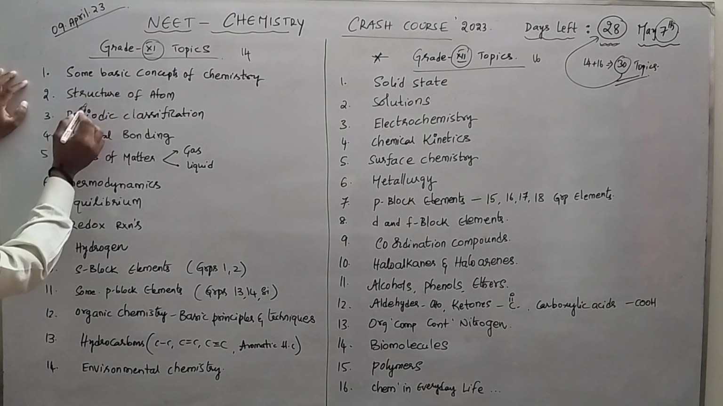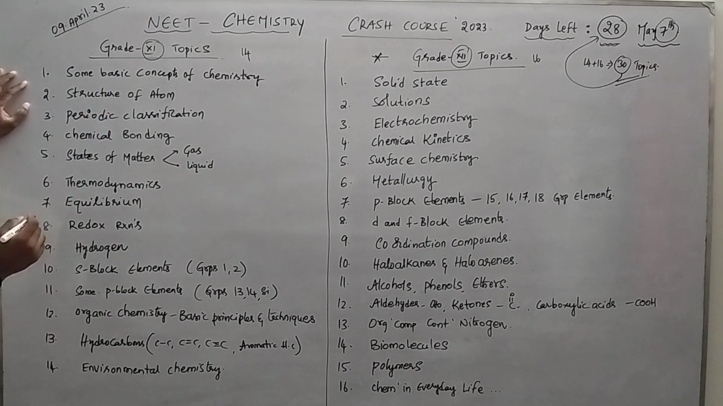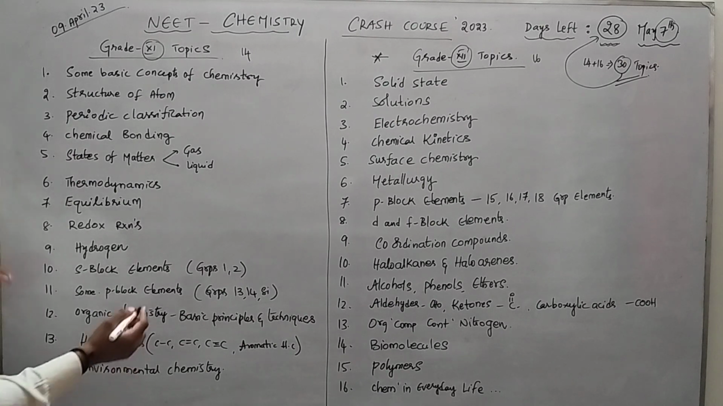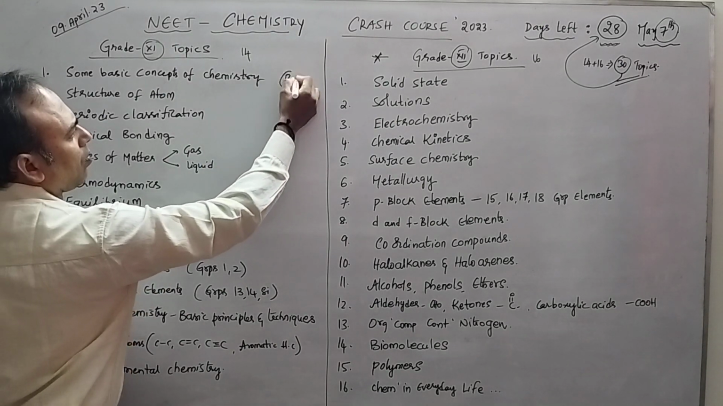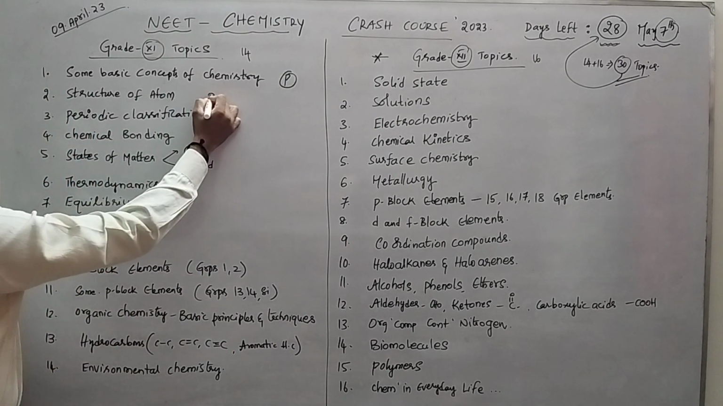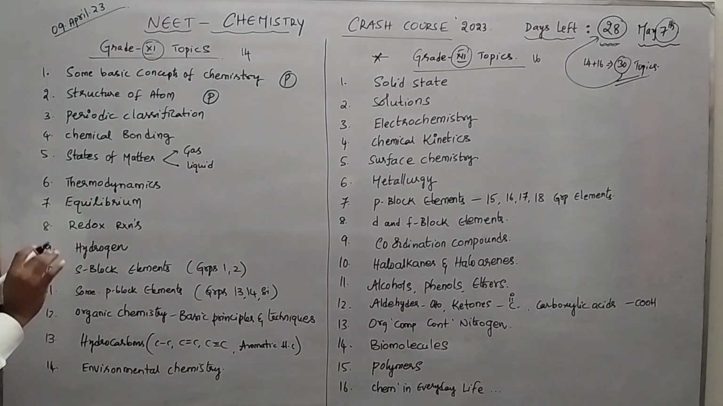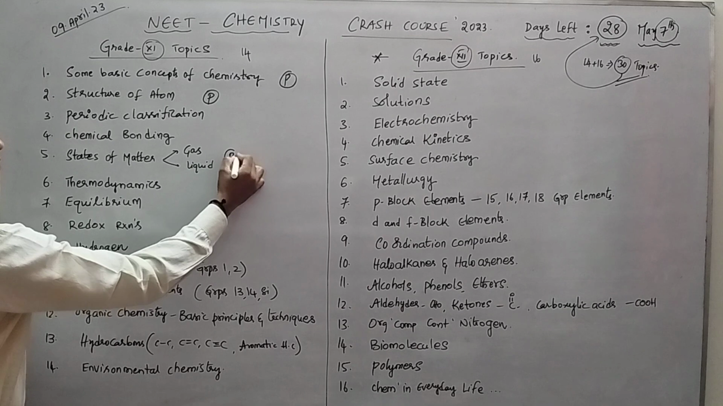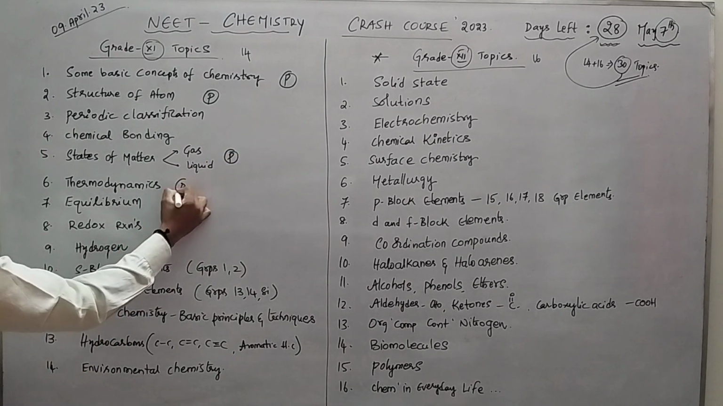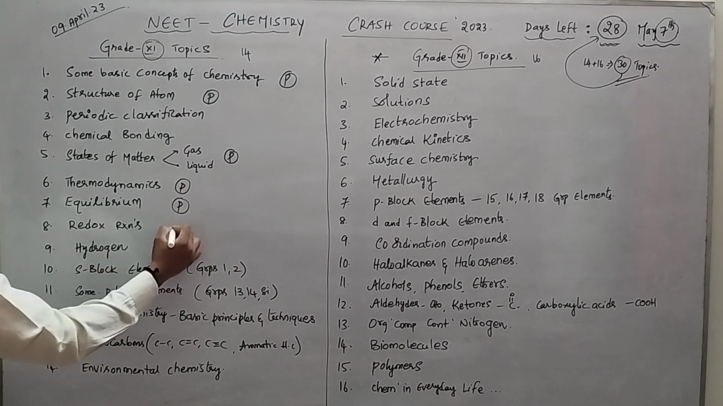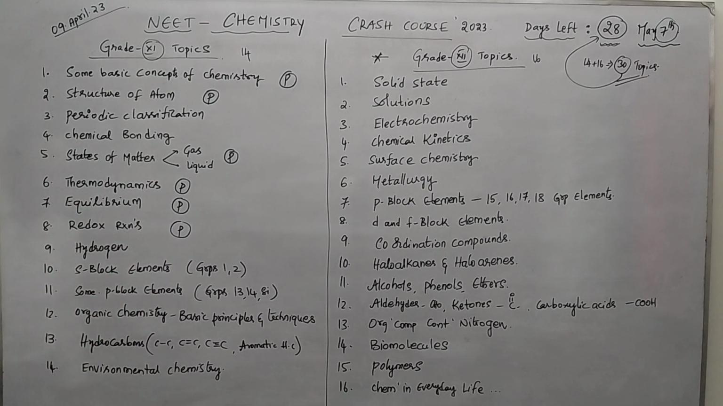Basic concepts of chemistry, physical. If you want, I will write the branch also. Physical chemistry, structure of atom, physical, periodic classification, inorganic, chemical bonding, inorganic. This is again physical: thermodynamics, physical, equilibrium, physical, redox, physical. So inorganic, and here you have organic.